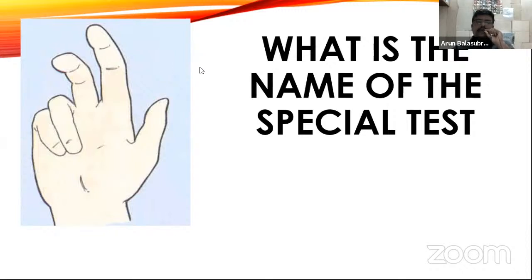So why I want to put here, especially this special test, is that there are two things in this special test. Some textbooks say it is a median nerve injury. Some textbooks say it's an ulnar nerve injury. Right. I'll explain what is median nerve, what is ulnar nerve.